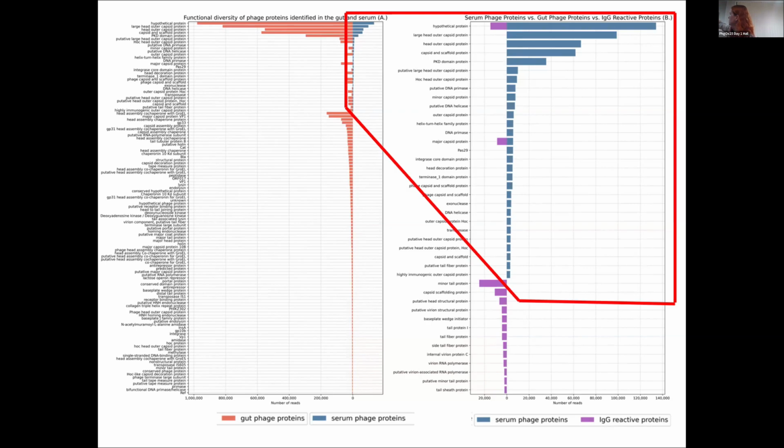But when we compare what was present in the blood, it's not what was recognized by these patients' IgGs, which clearly demonstrates how limiting the antibodies are that are induced by phages that somehow circulate or otherwise challenge our immune system.